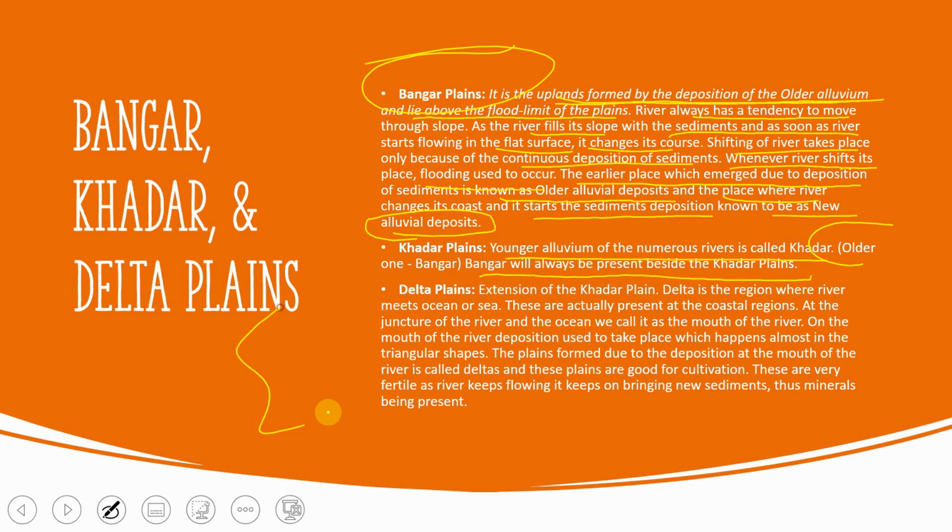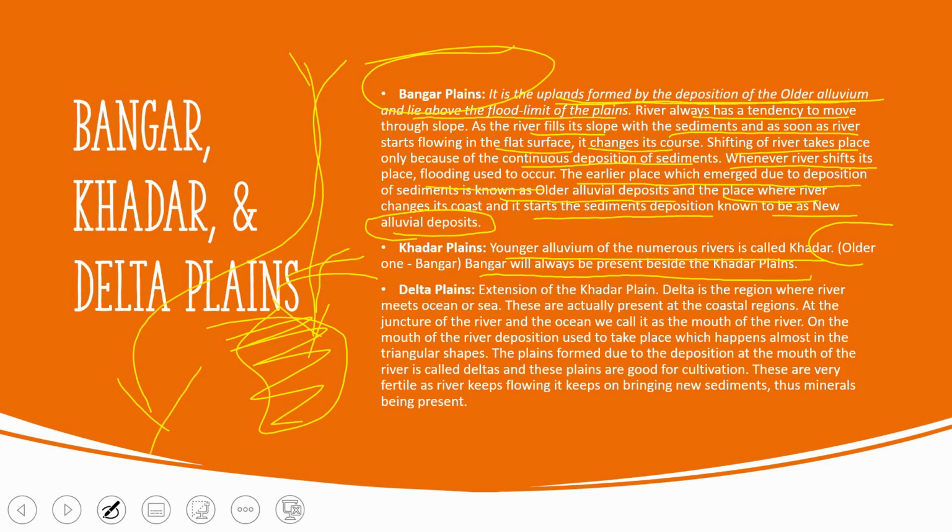Why? Because that is the older one, its height has risen, and beside that the river changed course. Earlier the river was flowing like this. Now because of that height difference, the river changed its course and formed like this. So this will be called Khadar Plains, and beside that Khadar Plains you will get Bangar Plains.